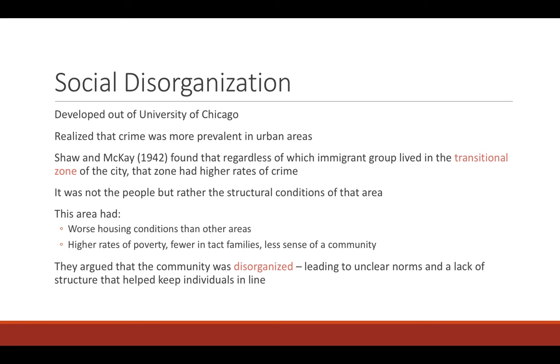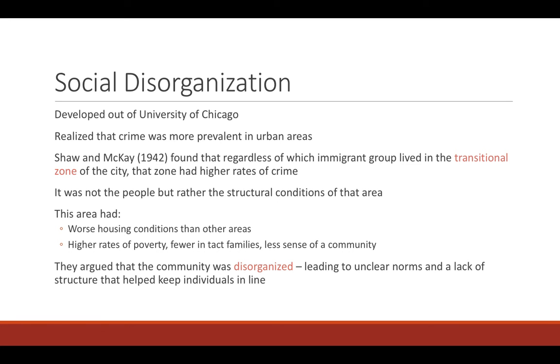And basically what he found is that there's a transitional zone of the city as we're moving away from the business area into the more residential area. And that regardless of which immigrant group lived there at the time, that zone always had higher crime rates. So it's not so much the actual people that are living there, but the conditions of that area.